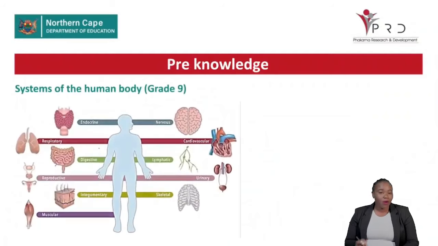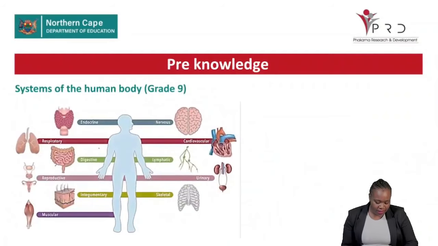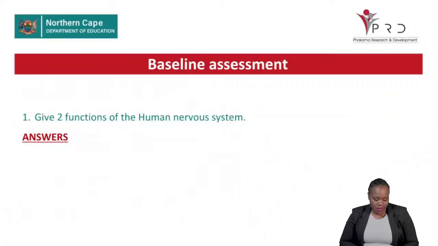All right, so our pre-knowledge here is the systems of the human body, which is what we learned in grade 9. Let's have a look at our baseline assessment before we get into today's lesson. We have one question. It says, give two functions of the human nervous system. We looked at the functions of the human nervous system in the previous lesson, where we were looking at the human nervous system and the central nervous system, right?